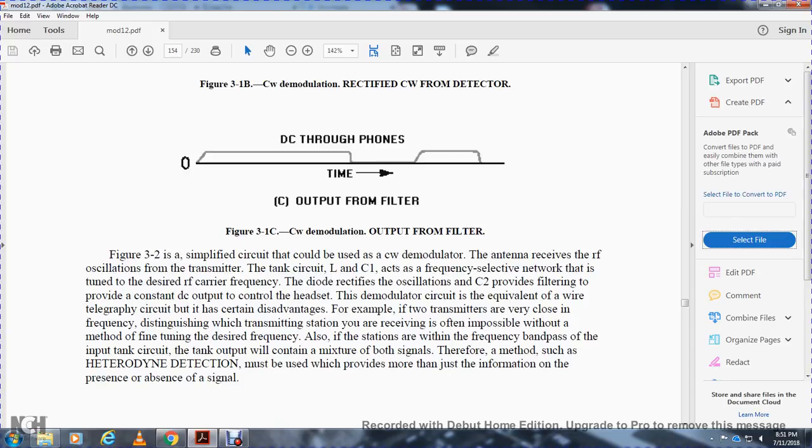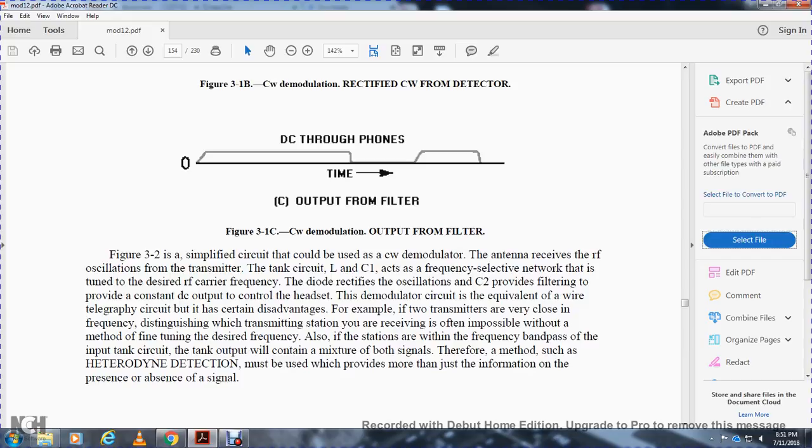The antenna receives the radio frequency oscillation from the transmitter. The tank circuit with inductor 1 and capacitor 1 acts as a frequency selective network, tuning the desired radio frequency current. The diode rectifies the oscillation current, and the capacitor and filter provide a constant output to control the headset side of the demodulator circuit. This is the equivalent of a wire telegraph circuit, which has certain advantages.